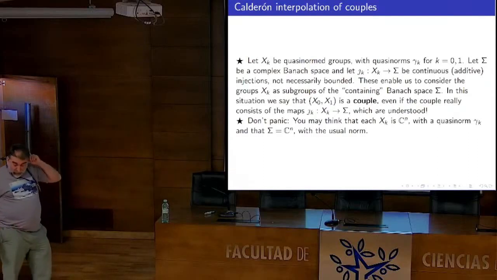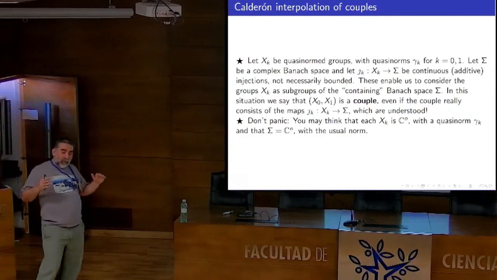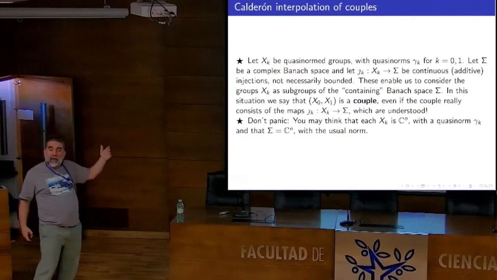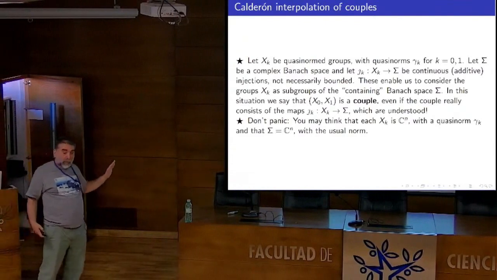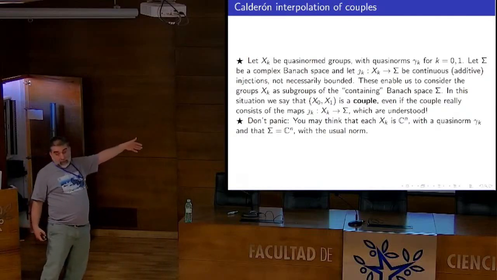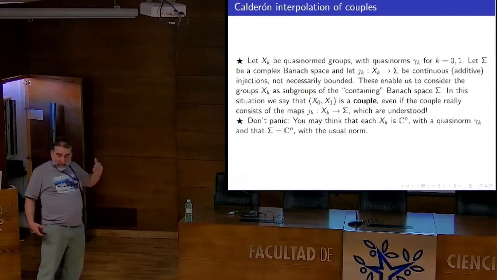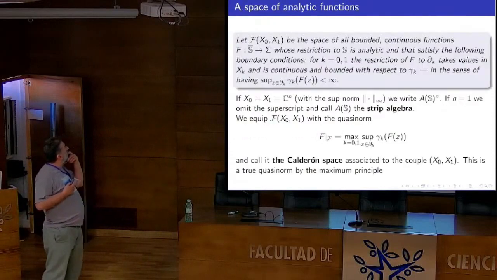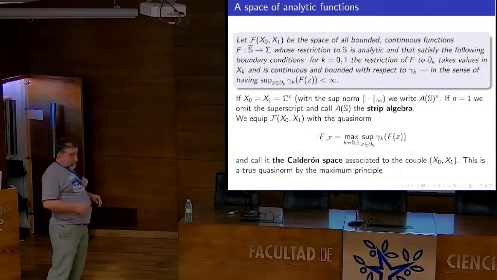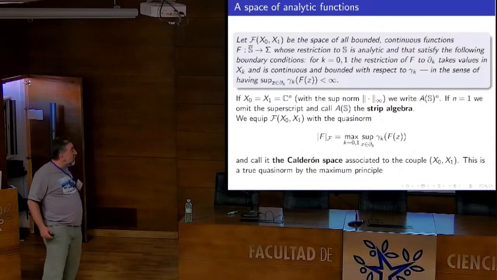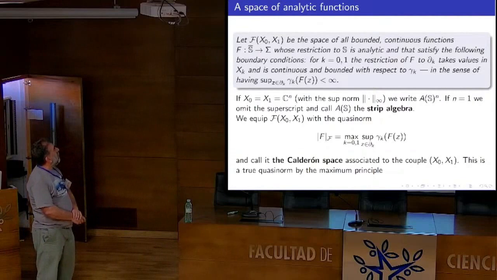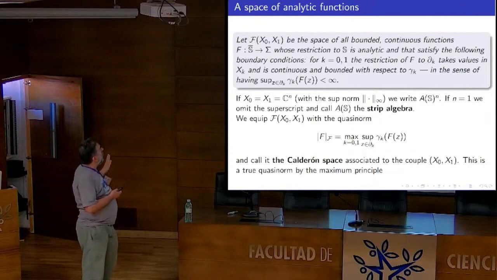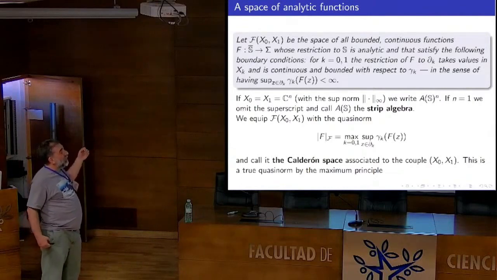In any case, if you are not familiar with complex interpolation, you may think that X0 is the complex Euclidean space of finite dimension with some quasi-norm, and the same for X1 with another quasi-norm, and sigma is again Euclidean space with the usual topology. Then we need to introduce a certain space of analytic functions, which is roughly the same as Manolo mentioned in the preceding talk. And we need continuous functions on the closure of the strip into the ambient Banach space.